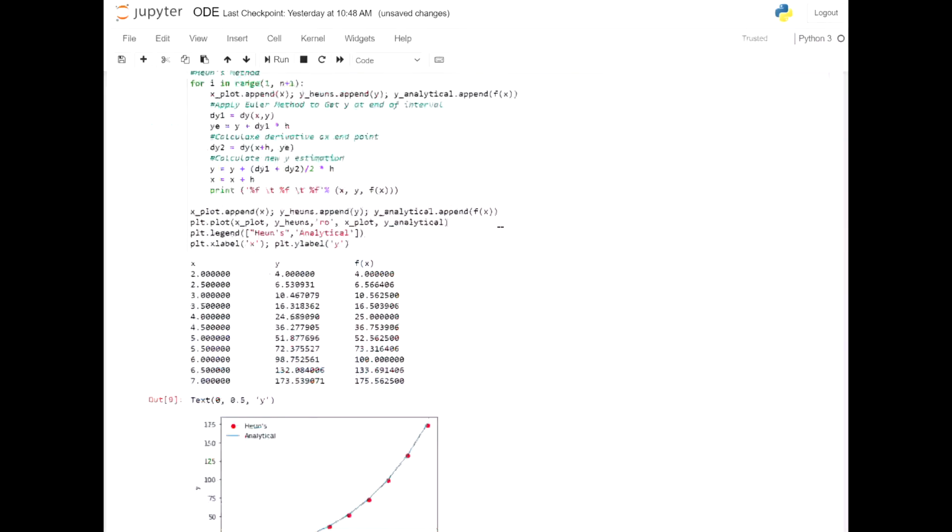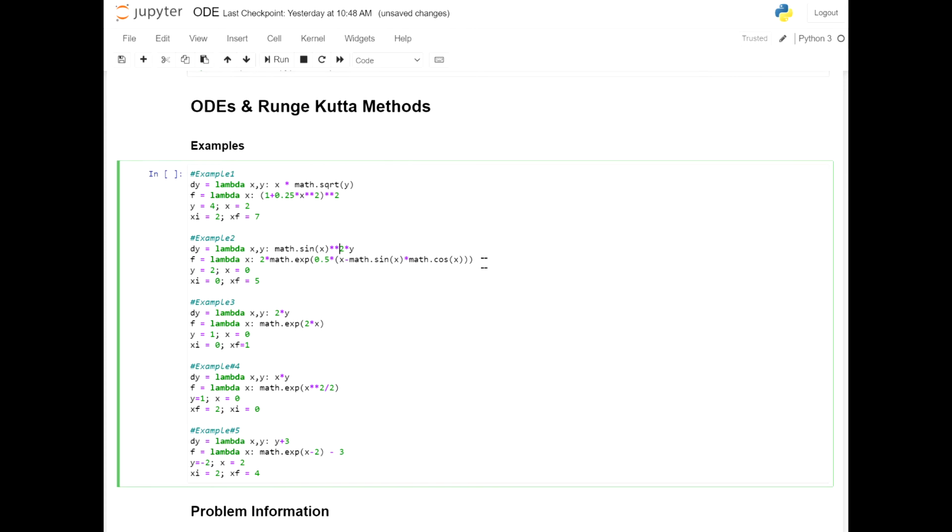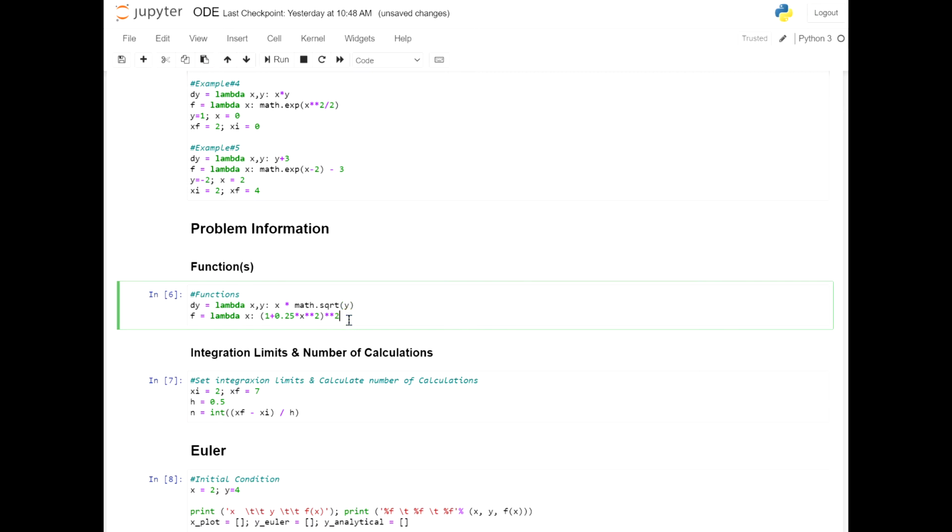So let's go to the second example. The second example we actually did before. The only reason I'm going through it again here is because we never applied Euler's method to it. And this is sine x squared multiplied by y. So let's take these two and put them here.